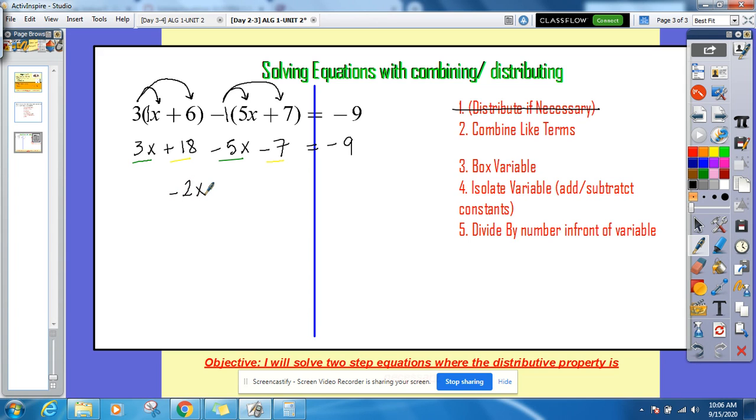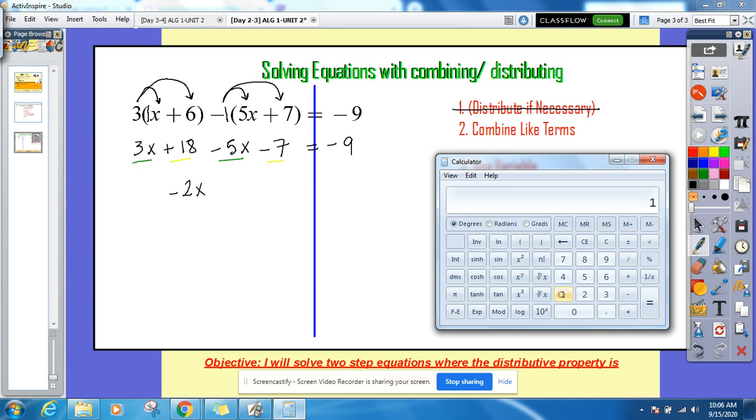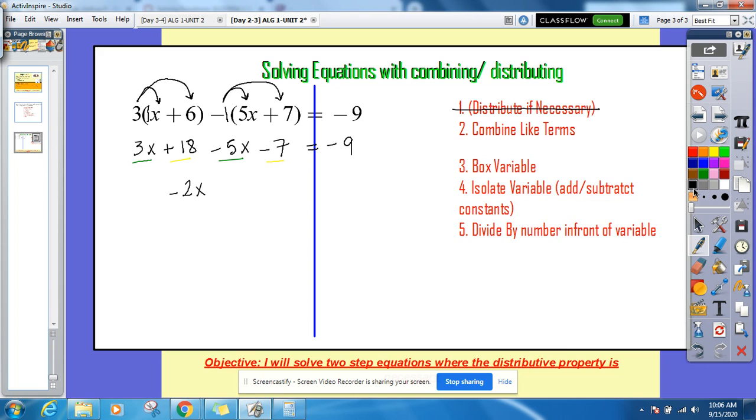And then I'm going to add my constants. So I have 18. I'm going to combine them. So plus negative 7. So 18 combined with negative 7 is positive 11. Is equal to negative 9. Okay. So we're done with step 2.